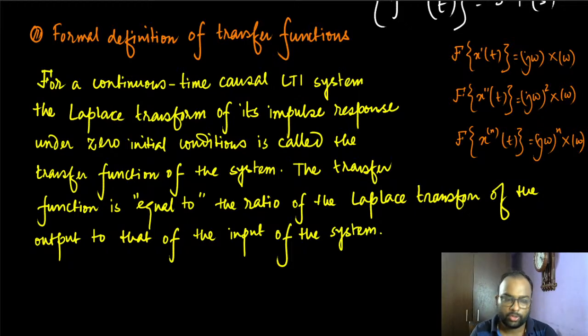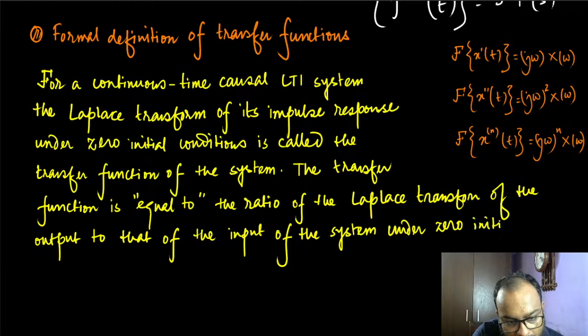All right, so I hope you can read this and understand the definition here, right? For a continuous time causal linear time invariant system, the Laplace transform of its impulse response under zero initial conditions is called the transfer function of the system. Now this is conveniently equal to the ratio of the Laplace transform of the output to that of the input of the system under zero initial conditions. Once again, zero initial conditions are there.